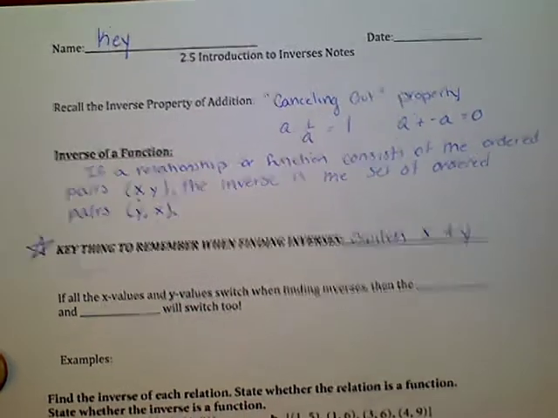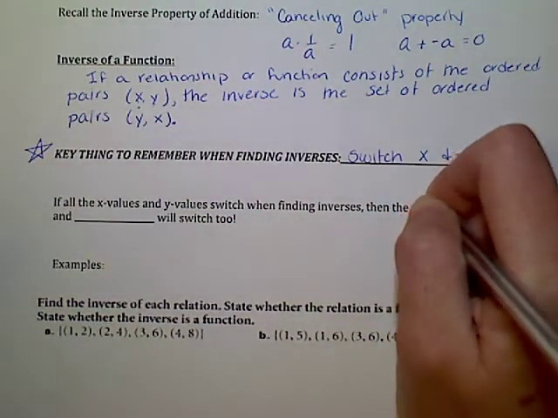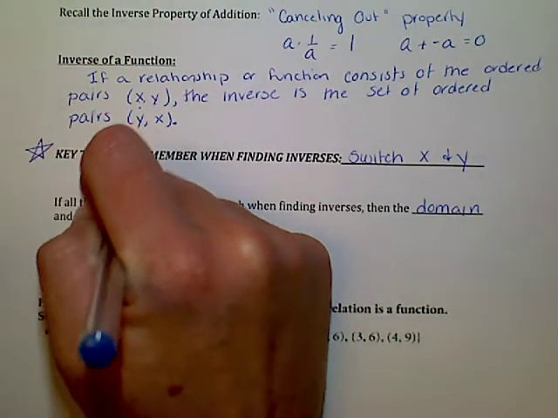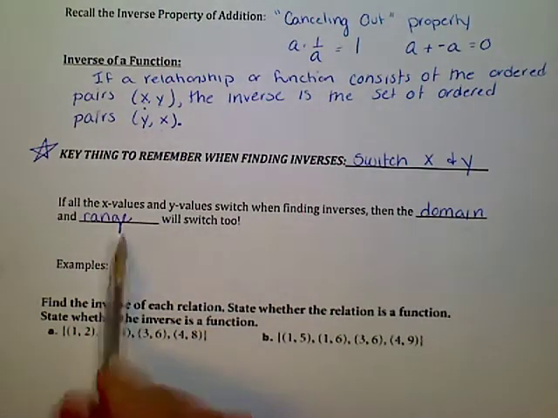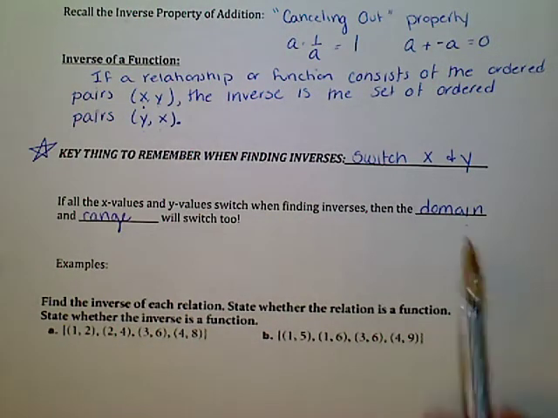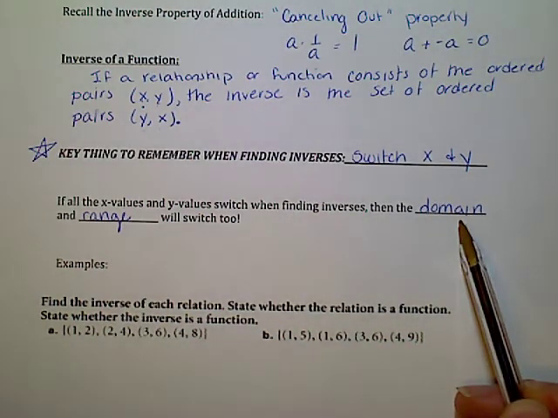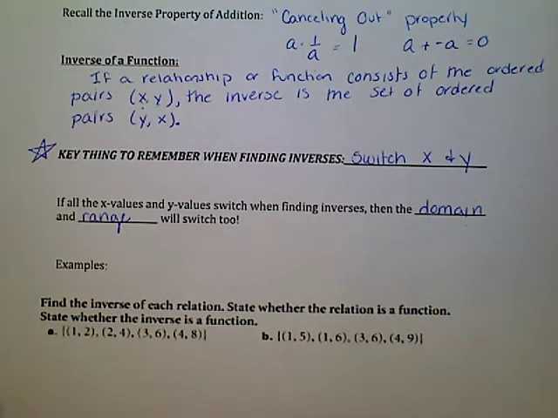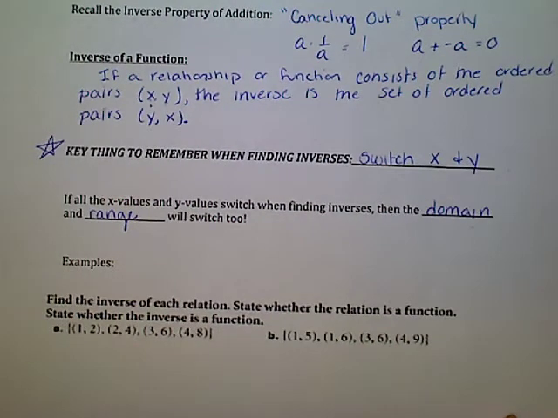Now, if x and y values are switching, then that also means that the domain and range will switch too. We know that the domain is the set of all x's, the range is the set of all y's. So if we're talking about switching x and y, well, those concepts are going to switch too. So what used to be your domain on the original function will become your range on the inverse and vice versa. Again, we'll really get into that more in class, but for right now, know that x and y switch.